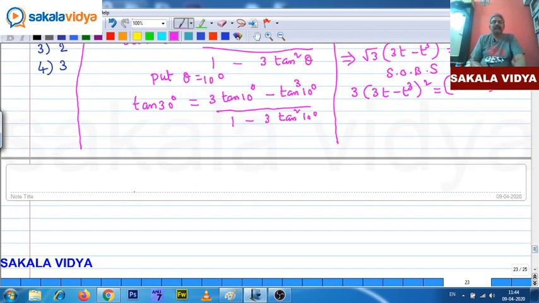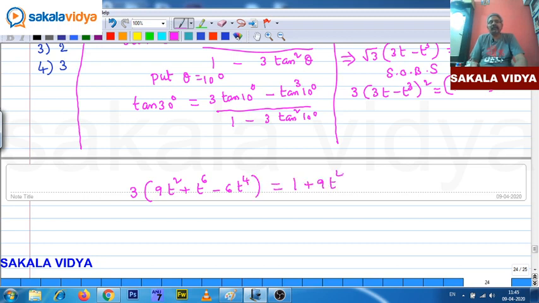So now we get like this: 3 into (3t minus t cube) whole square, which is 9t square plus t power 6 minus 2 into 3t into t cube, 6t power 4, equals (1 plus 3t square) whole square, 9t power 4 minus 6t square. Am I correct now? So that means we get now 27t square plus 3t power 6 minus 18t power 4 equal to 1 plus 9t power 4 minus 6t square.